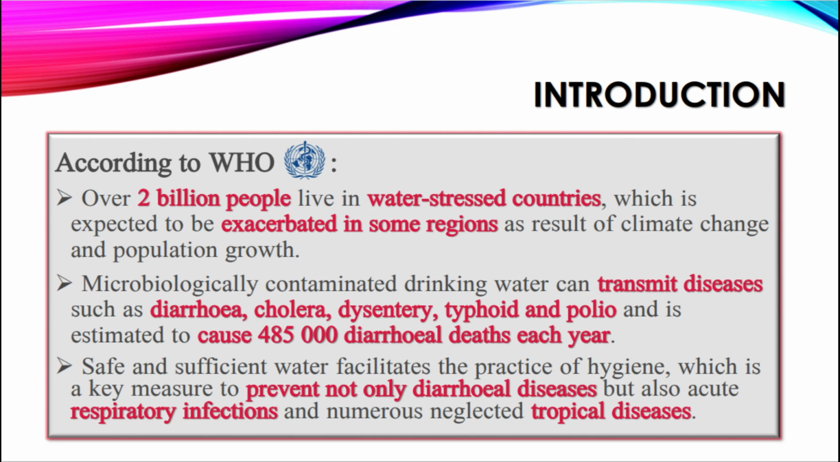Contaminated drinking water can transmit diseases such as diarrhea, cholera, and polio, and is expected to cause 485,000 diarrheal deaths each year. Safe and sufficient water facilitates the practice of hygiene, which is a key measure to prevent not only diarrheal diseases, but also acute respiratory infections and tropical diseases.